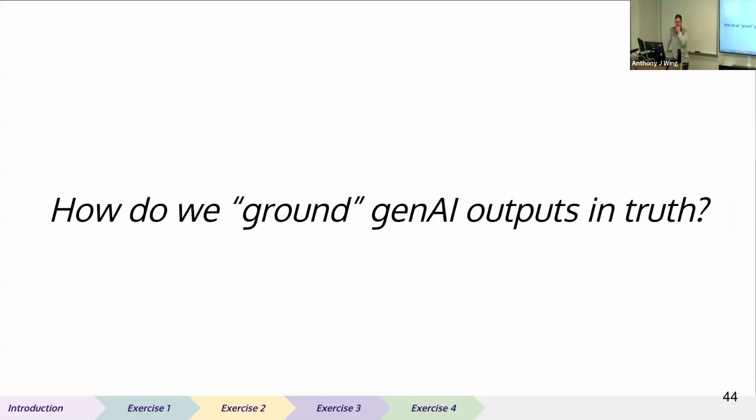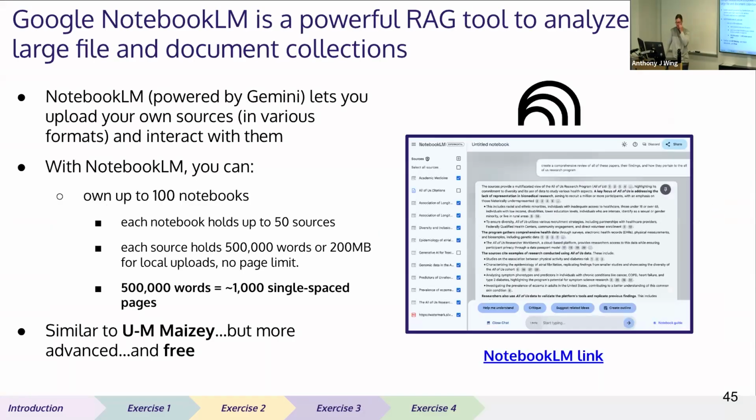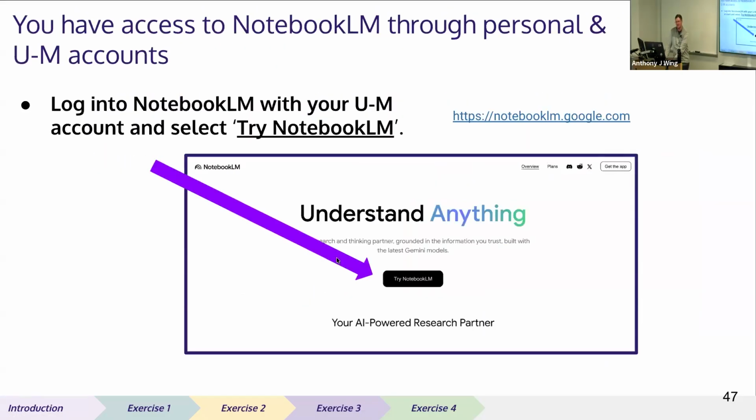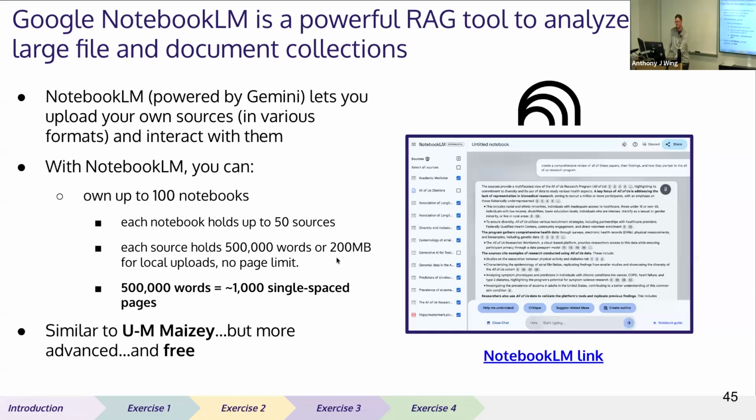Okay. So how do we ground these AI outputs in truth? Big question. How do we get verifiable outputs? How can we rely on these things? I would argue that NotebookLM is a step in the right direction. It's not the end-all be-all. It's not going to give you 100% accuracy every single time, but it can do a pretty good job. So if folks would like to click on this link on the PDF that was shared, it should take you right to NotebookLM.